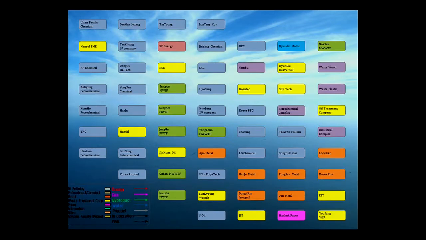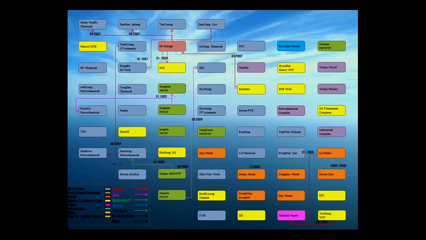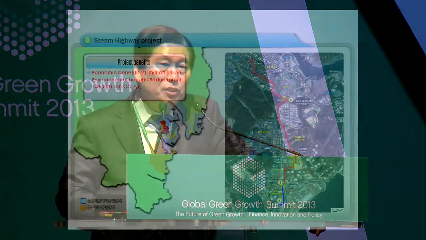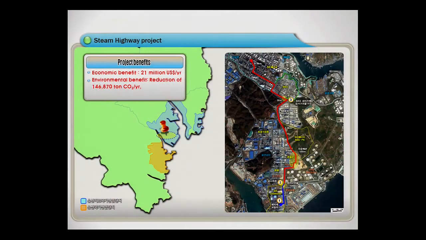And you see here, many companies are getting involved. All these companies are connected together with gases, heat, steam, CO2, and so on. And the outcome is the so-called steam highway. We have about 6.8 kilometers in the Ulsan area, right here from the satellite view. So this was a very well-known success story.